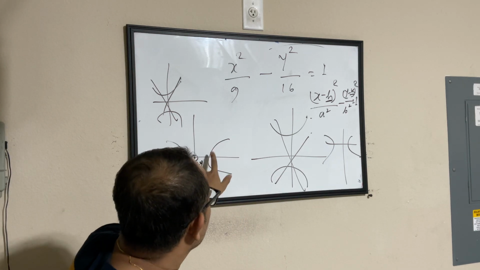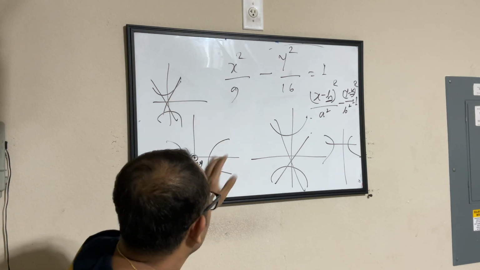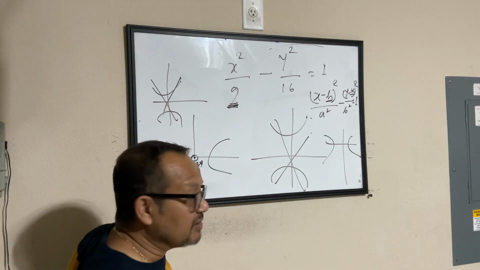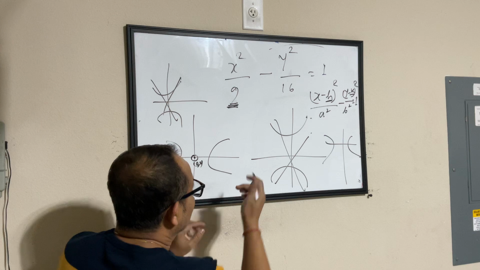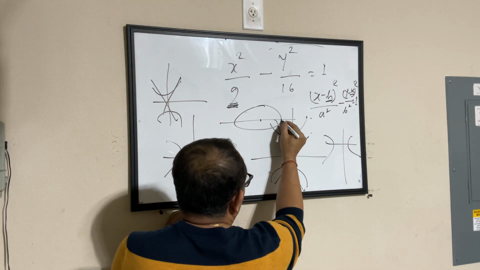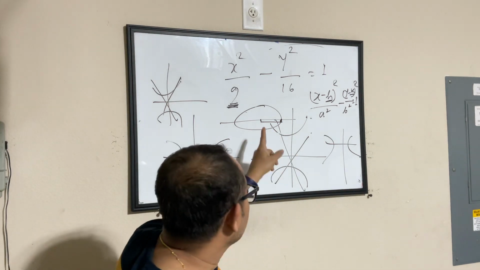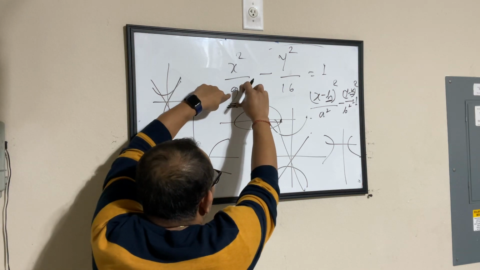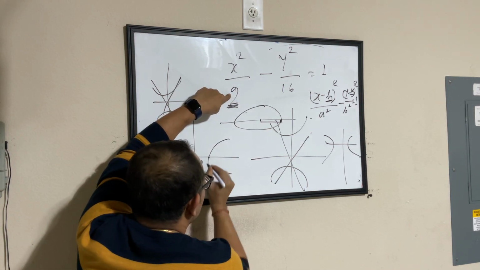Now, since this is facing along the x-axis, what is this one? x squared by a squared. If you relate that with the equation of the ellipse, what is a? A is the length, the radius along the x-axis. So is the case here. This is the distance of the center from this vertex.